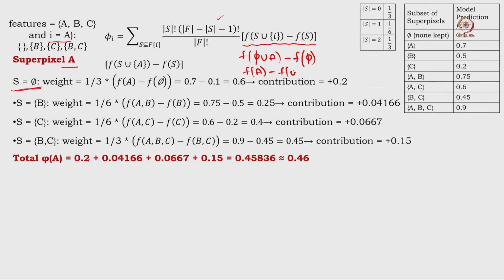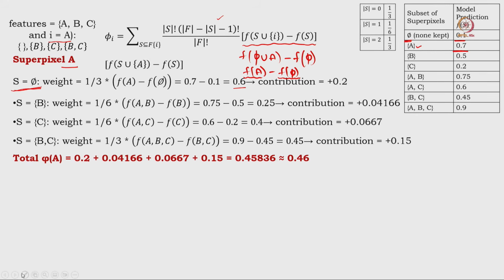minus f of phi. Now, what is this? This is a model prediction. So, what is f of a? When only a is kept, what is the model's prediction? 0.7. When none of the elements are kept, the model prediction is this. Just substitute the values, we get 0.6.